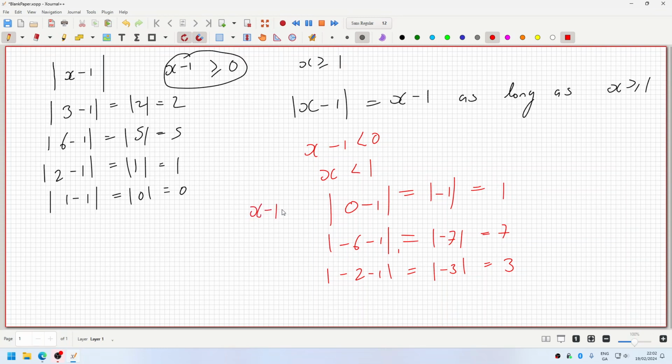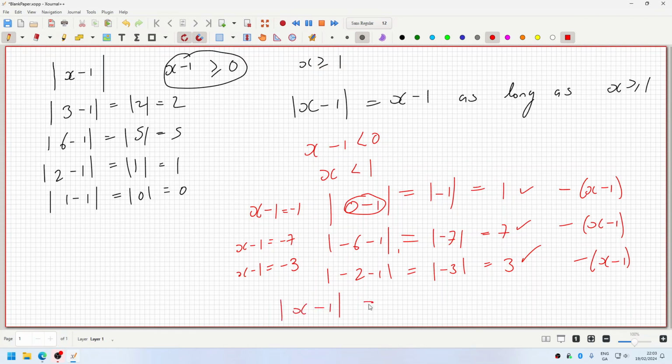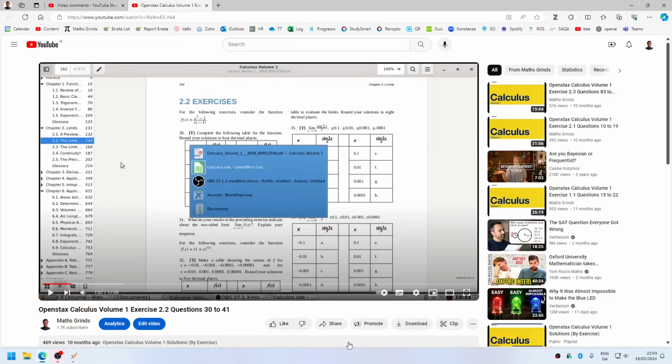In each of these cases, x minus 1, let's look at what the first one would be. That would be 0 minus 1. That would be minus 1. And when you make it an absolute, it becomes positive 1. And likewise here, x minus 1, that would be minus 7. And x minus 1 here, that would be minus 3. But then that becomes 1, 7, and 3. In other words, the sign is flipped. So instead of having x minus 1, you would have minus (x minus 1) as the answer. So the absolute of x minus 1 would equal minus (x minus 1), which I think is what you're asking me.